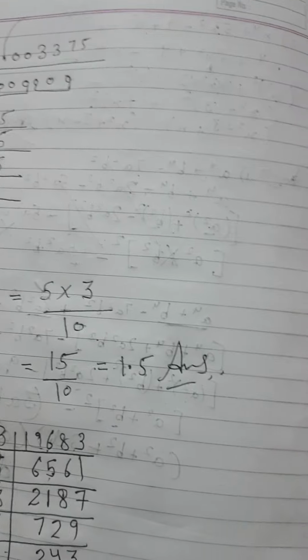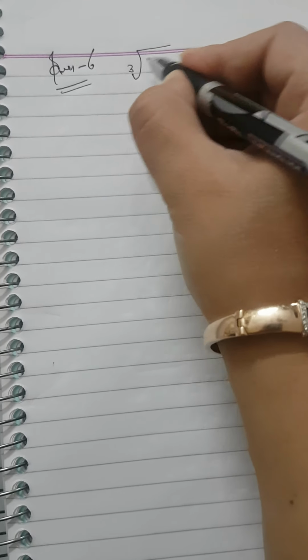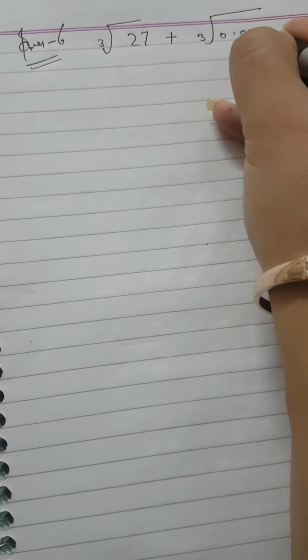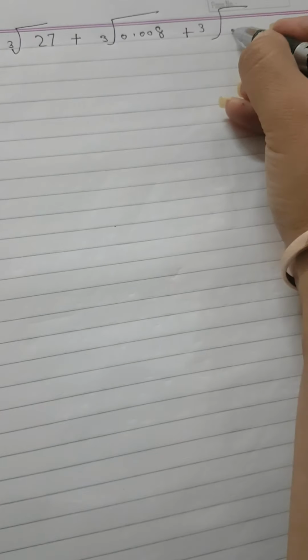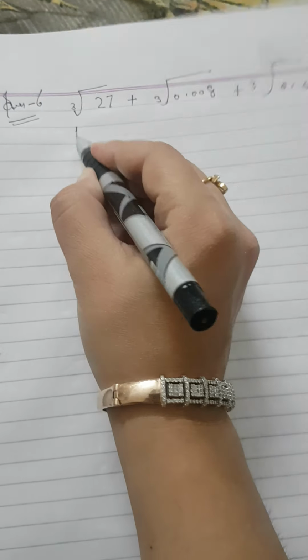Moving to the next, your question number 6. You have to find out the cube root of 27 plus cube root of 0.008 plus cube root of 0.064. Consider them as 3 questions, 1, 2, 3. Okay. So let us find out the cube root of 27.